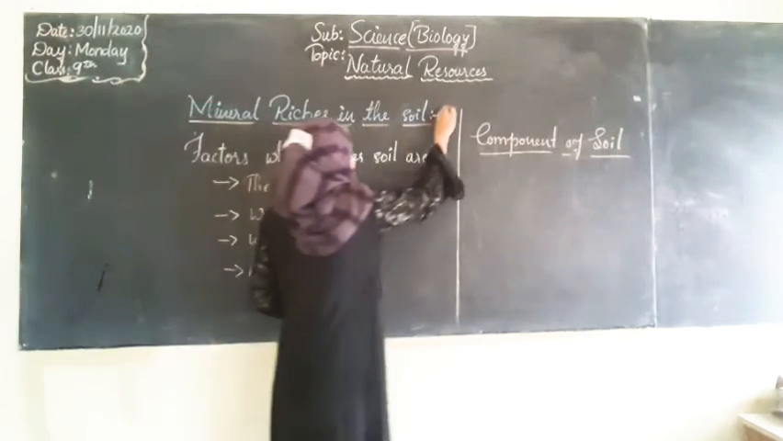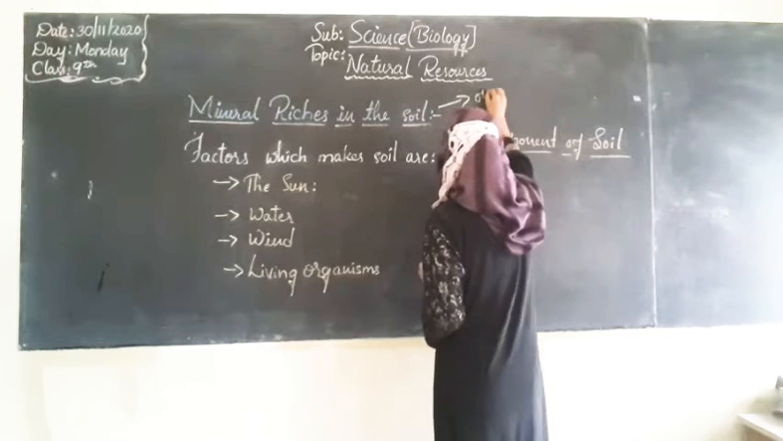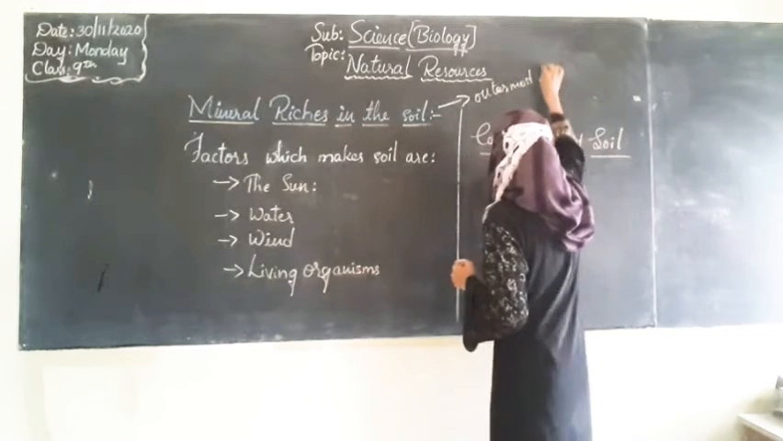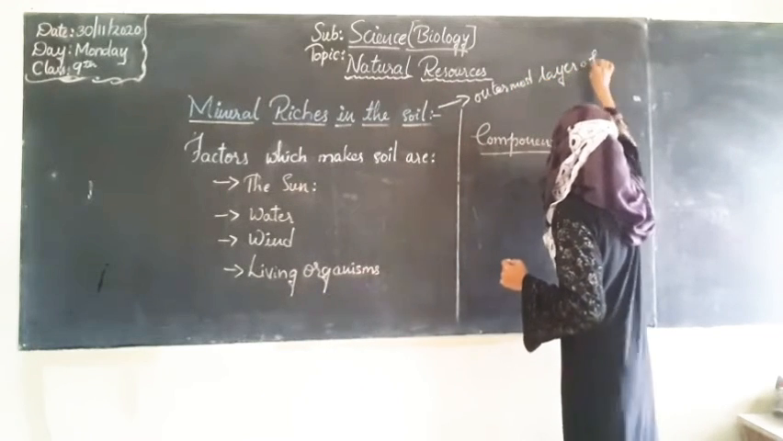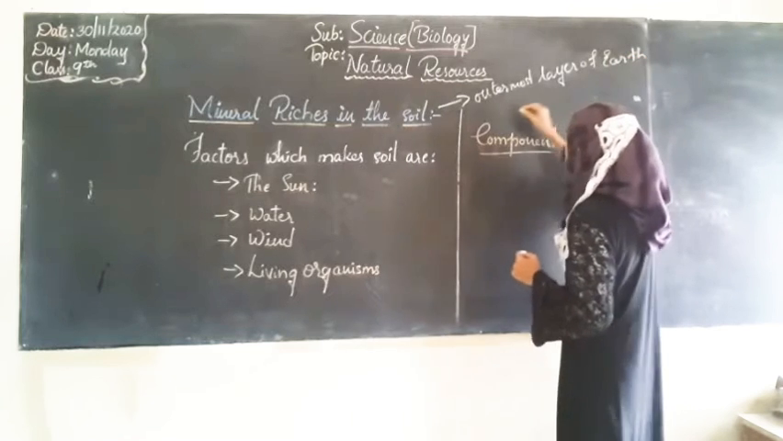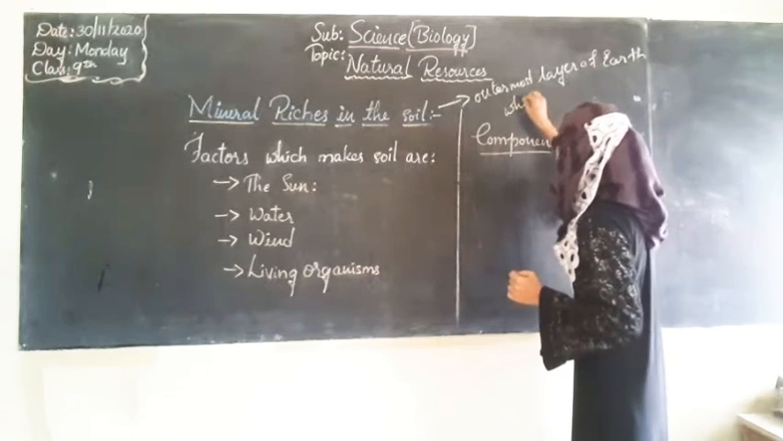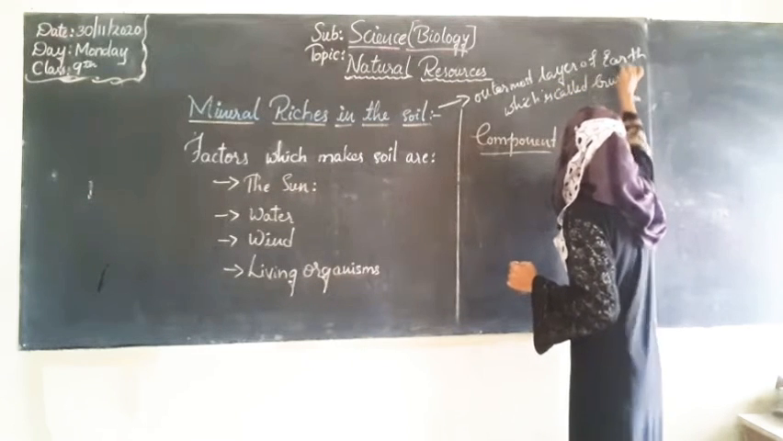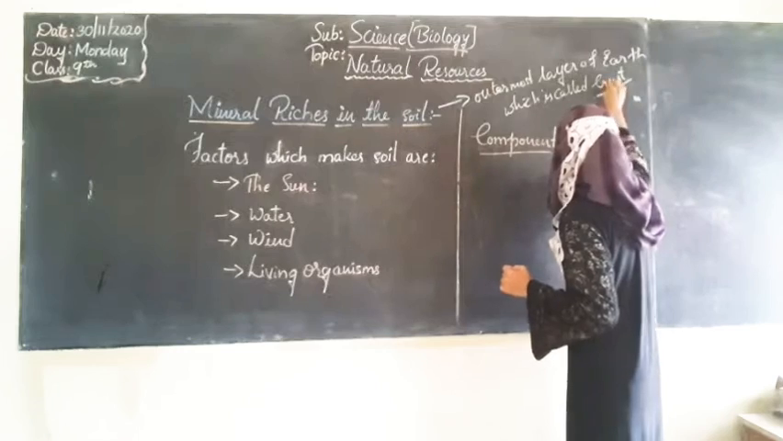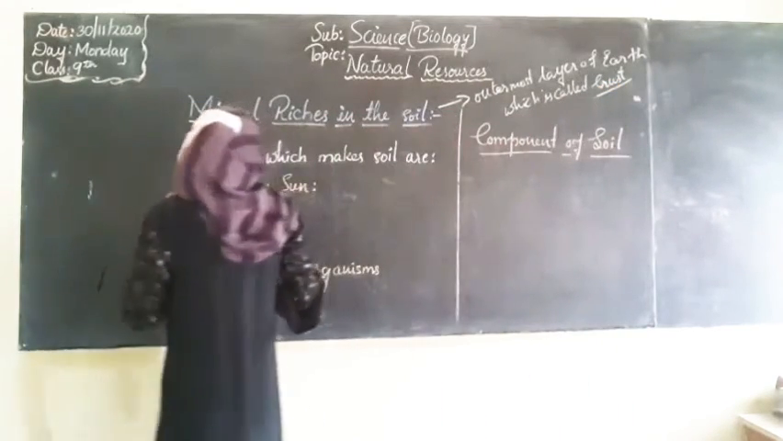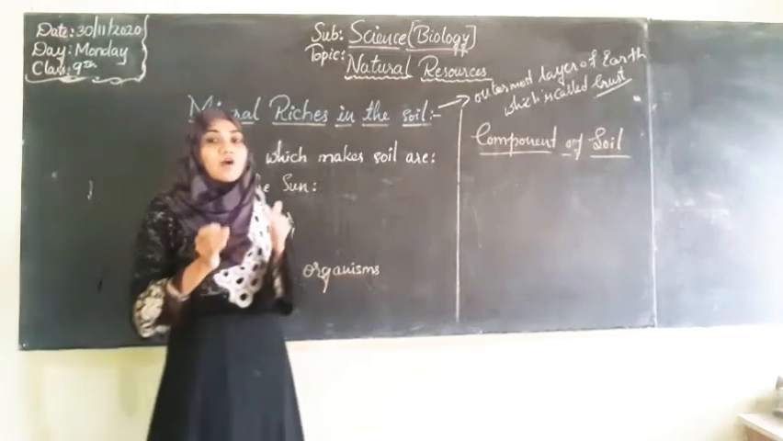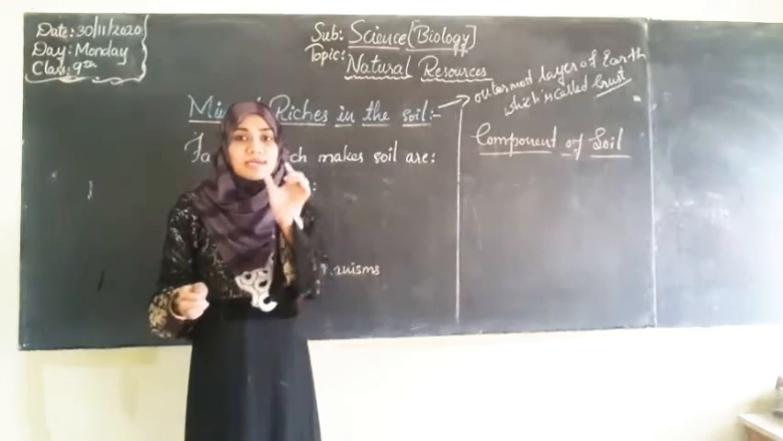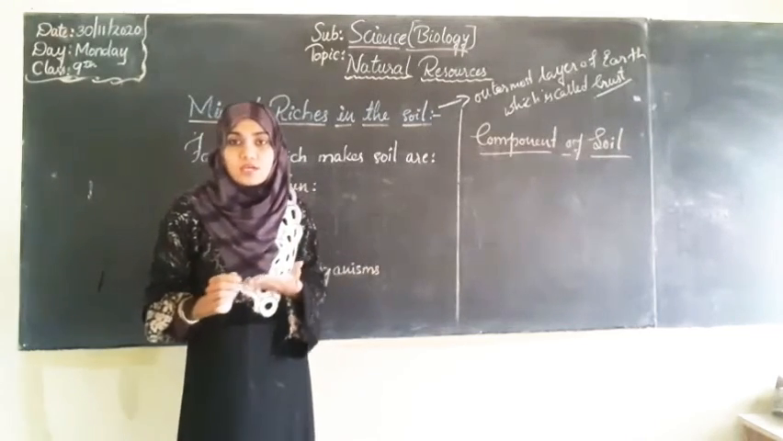So soil will be present in the outermost layer of earth, which is called crust, C-R-U-S-T. Okay. So the soil will be present in the outermost layer. There are many layers of the earth, among which the crust is the layer where we can find the soil.